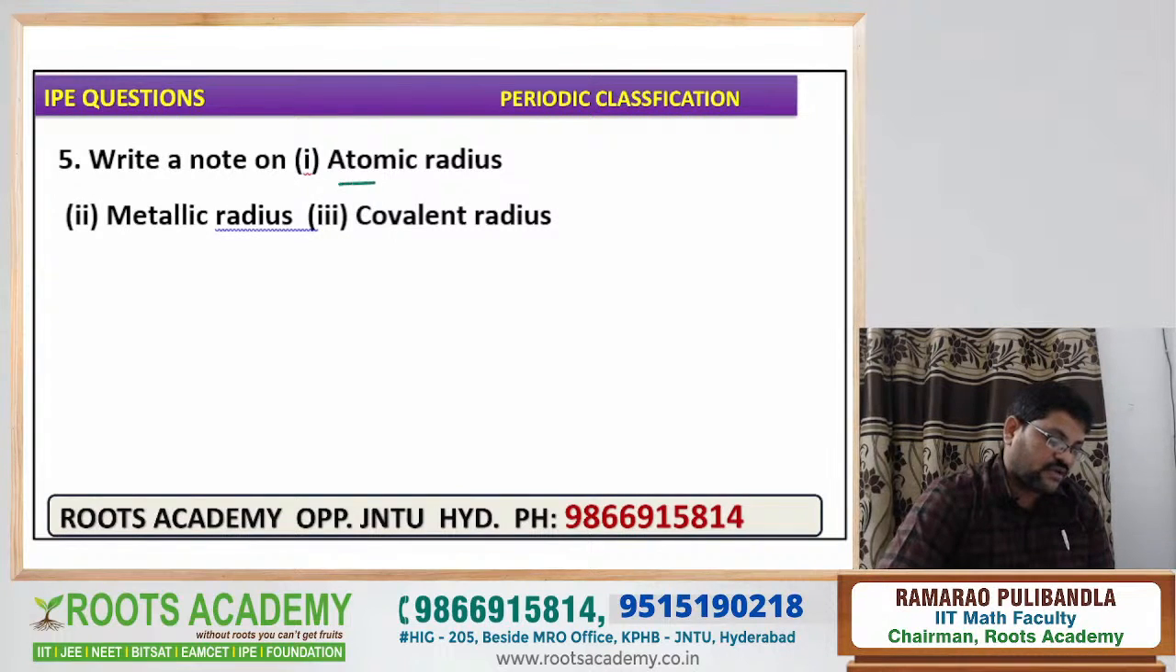Write a short note on atomic radius, metallic radius, and covalent radius. This is the 4 marks question: first bit, second bit, third bit, like that. So what is atomic radius?